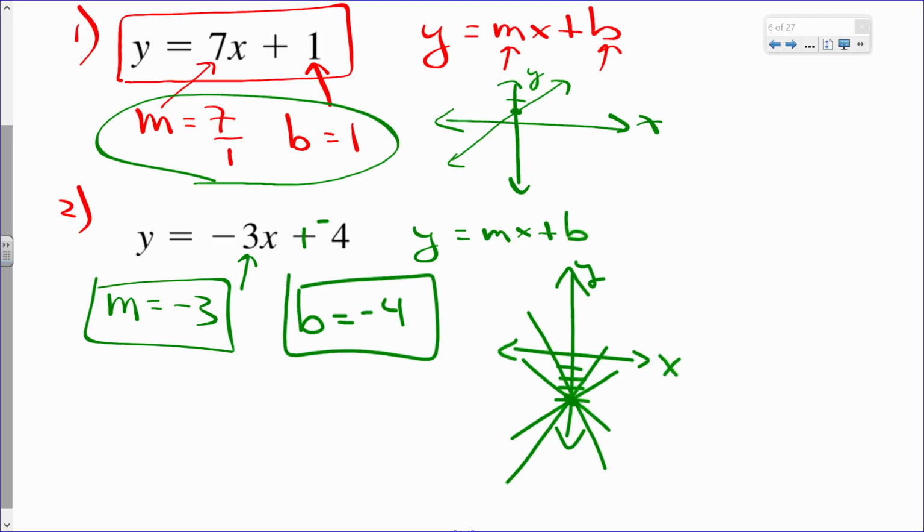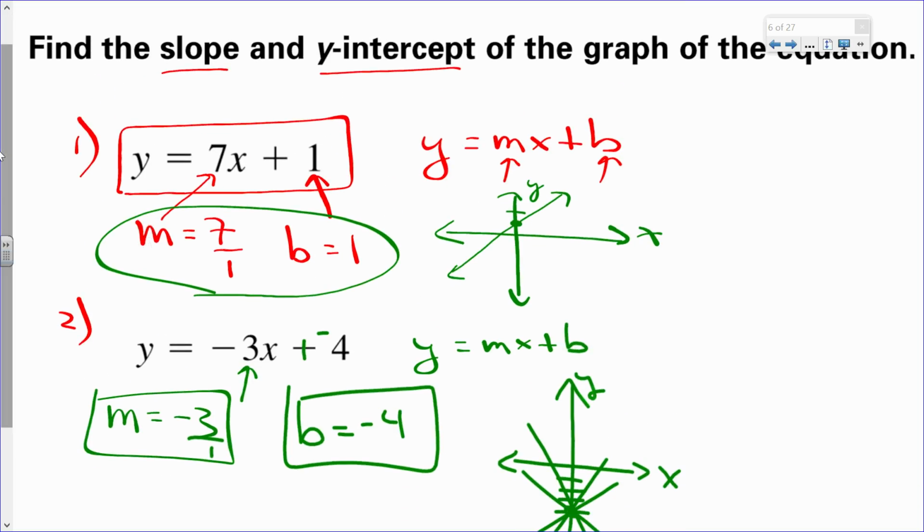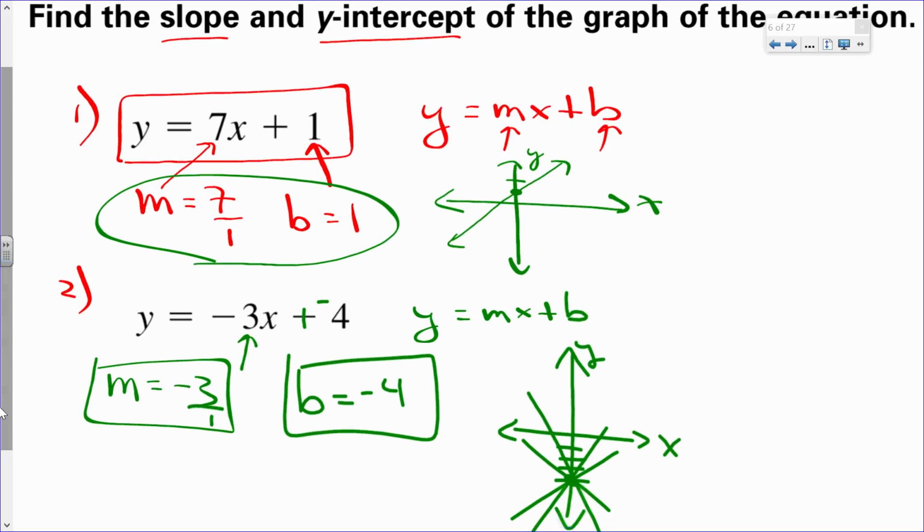That's the y-intercept. Oh, by the way, it does have a slope of -3 too, which means fall 3, run 1, if I made a fraction out of the slope, which is what we're going to get into right now. So 1 and 2 are pretty straightforward. If they ask you to find the slope and y-intercept, the slope is whatever is in front of x. The y-intercept is the number by itself. We're good to go.